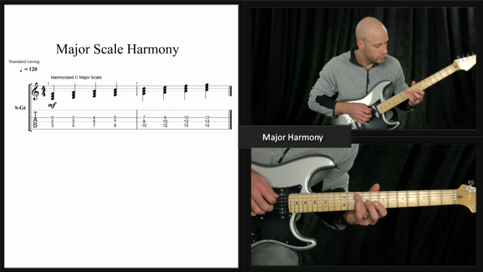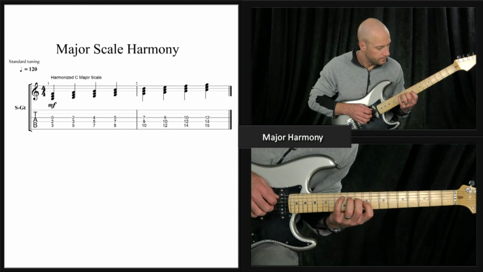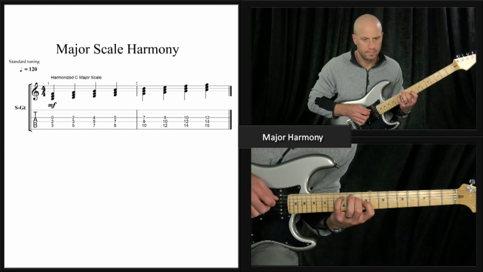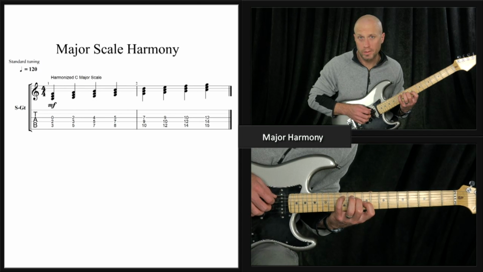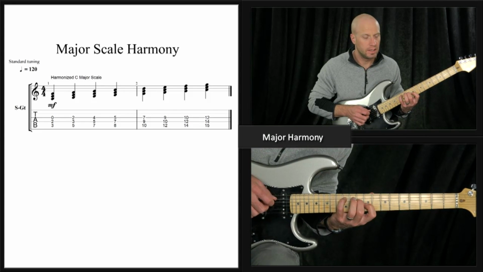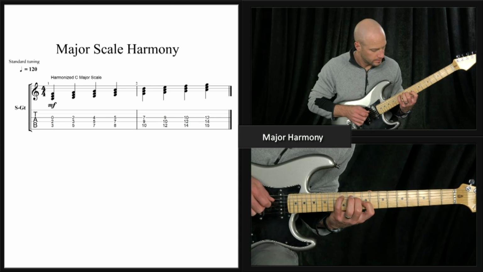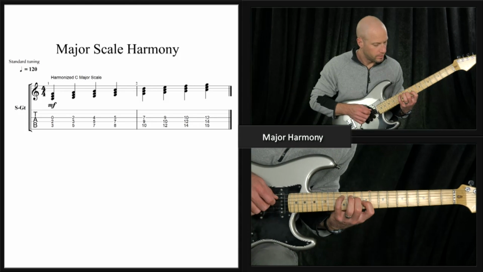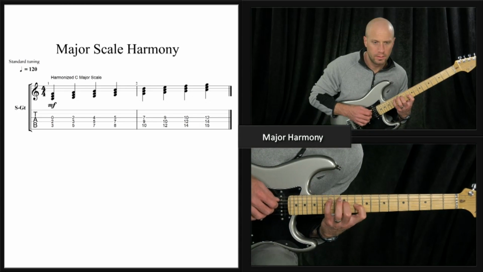Next, G to A. A is going to be minor, or 6 is always going to be minor, if we're talking about a major scale diatonic to the key of C. 7 is going to be diminished.